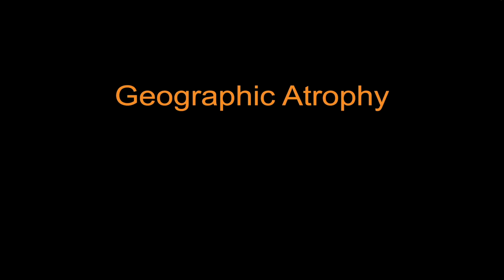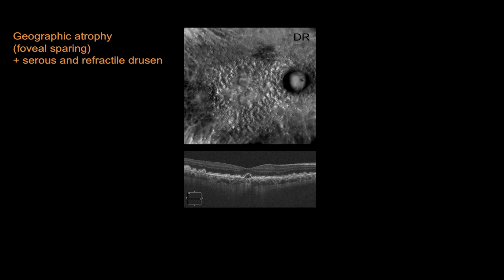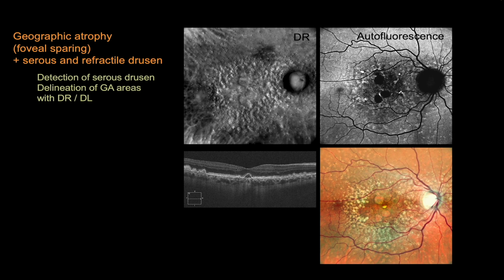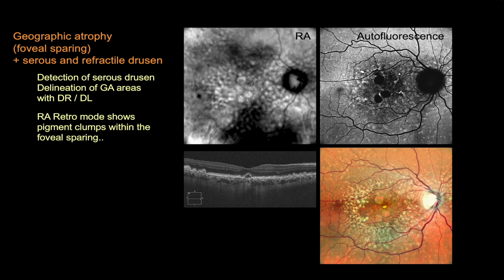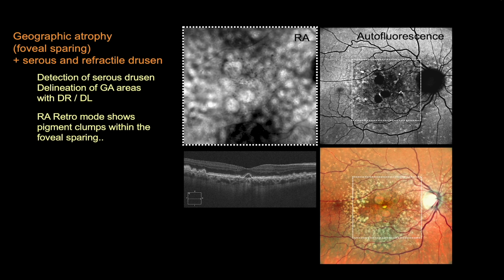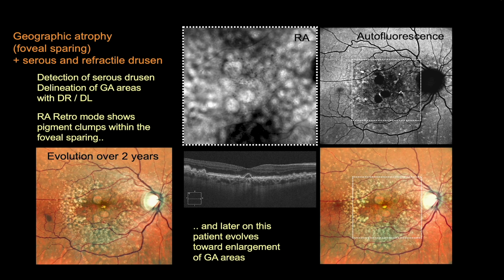Now for geographic atrophy. This patient still keeps foveal sparing. We notice serous and refractile drusen, and while the DL or DR retro mode allows the detection of the serous drusen and demarcation of the geographic areas, ring aperture retro mode shows pigment clumps within the foveal sparing. Later on, it's not surprising to see the evolution toward an enlargement of the geographic area.